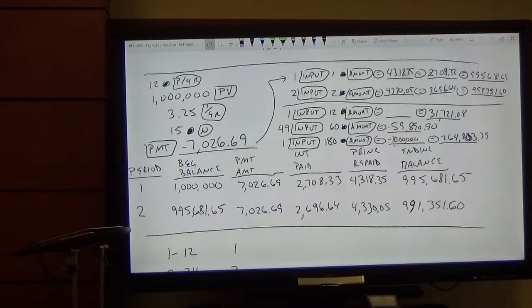Okay, got it? Nope. So you understand why you divided the interest rate by 12? We already accounted for that. But because it's the full balance, you have to.